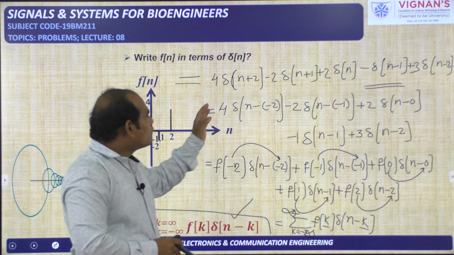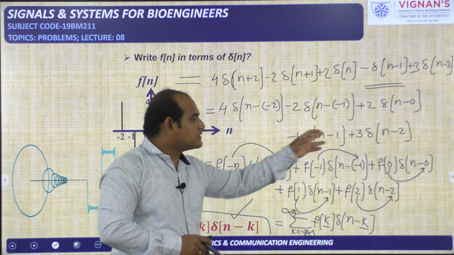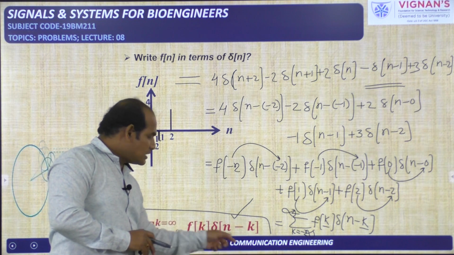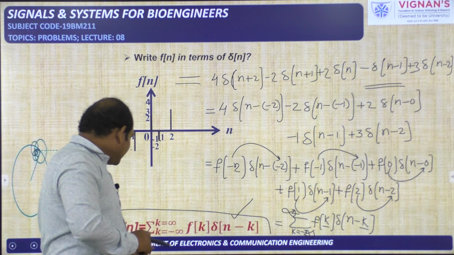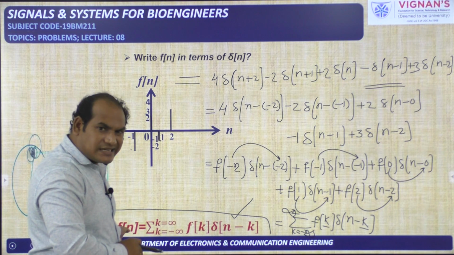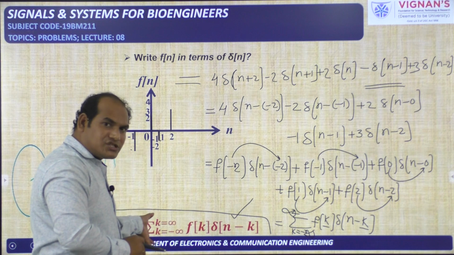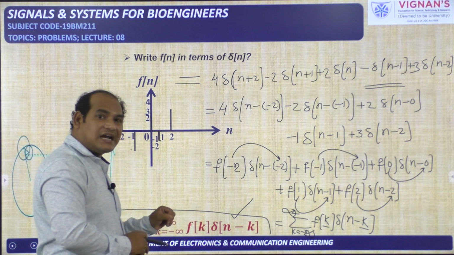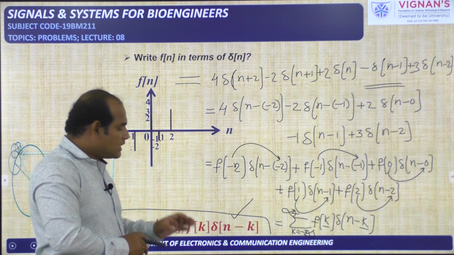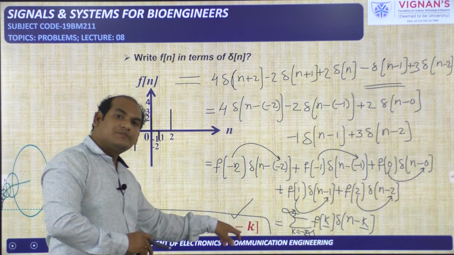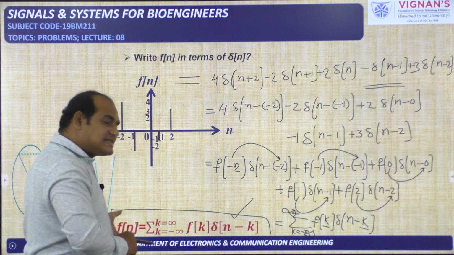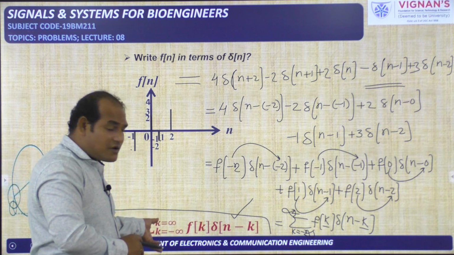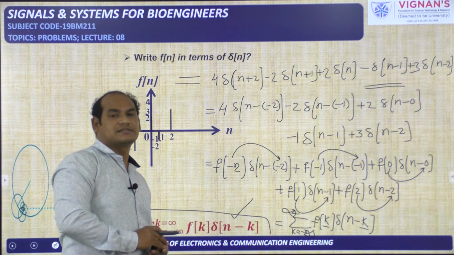That weight can be 4, minus 2, 2, minus 1, 3. That is what we will call weighted shifted impulse signals. Any discrete time signal can be represented as a discrete summation of these products. Actually, the discrete summation of this f of k can be called weighted shifted impulse signals. So any discrete signal can be represented as a discrete summation of weighted shifted unit impulse signals.